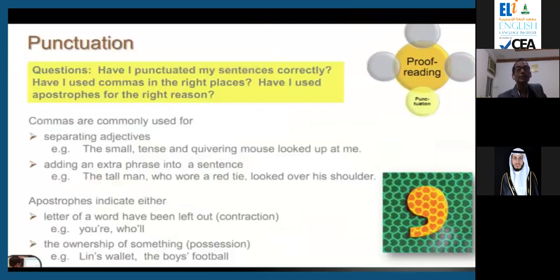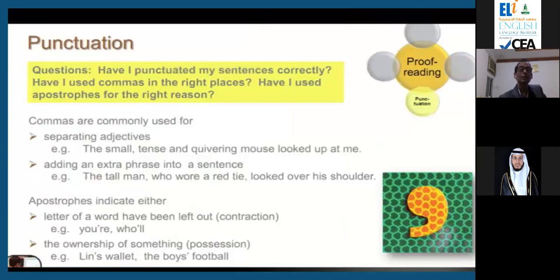And an extra phrase in a sentence. I mean, obviously, if you're describing things, you must describe in an extra phrase. Descriptive adjectives mean brilliant, vivid, imaginative adjectives, like "The tall, towering, dashing, Herculean or gigantic person, who wore a red tie, looked over his shoulder."